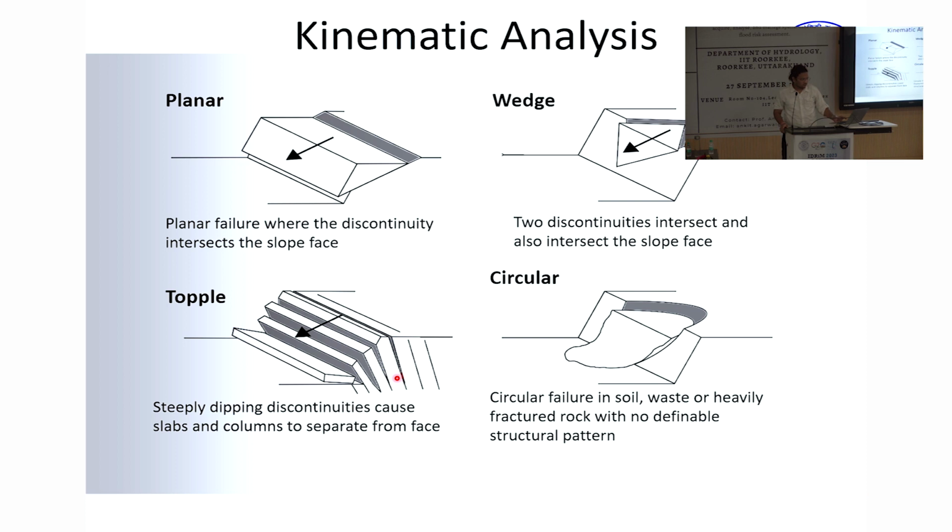And the last one is of course circular, which happens in soils and waste, and which is highly fractured with a lot of plasticity, and there are very few structural controls over here. So we will talk about the planar, wedge and topple landslides in the further lectures.